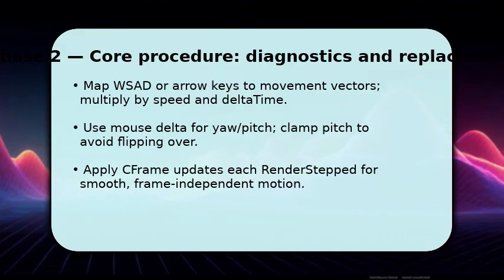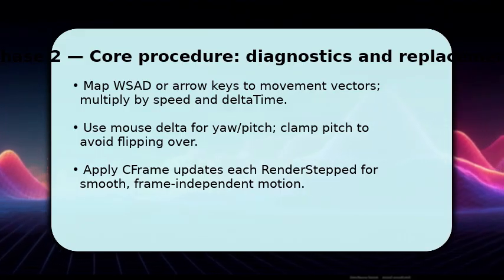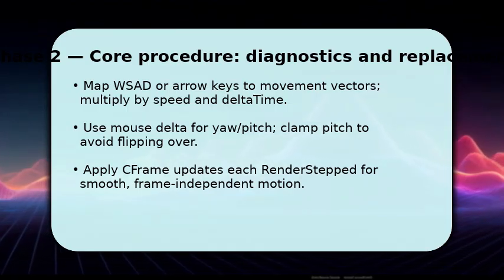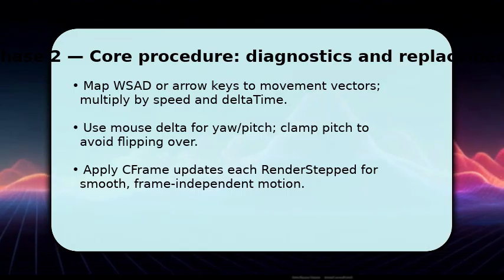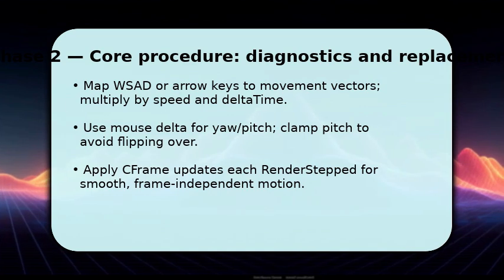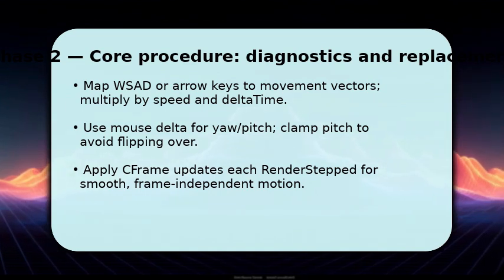Once inputs are processed, compute a target CFrame with look vector and position offsets, and assign it on RenderStepped, using delta time to keep motion smooth and consistent across frame rates. This is the detailed execution that controls how players move and look.